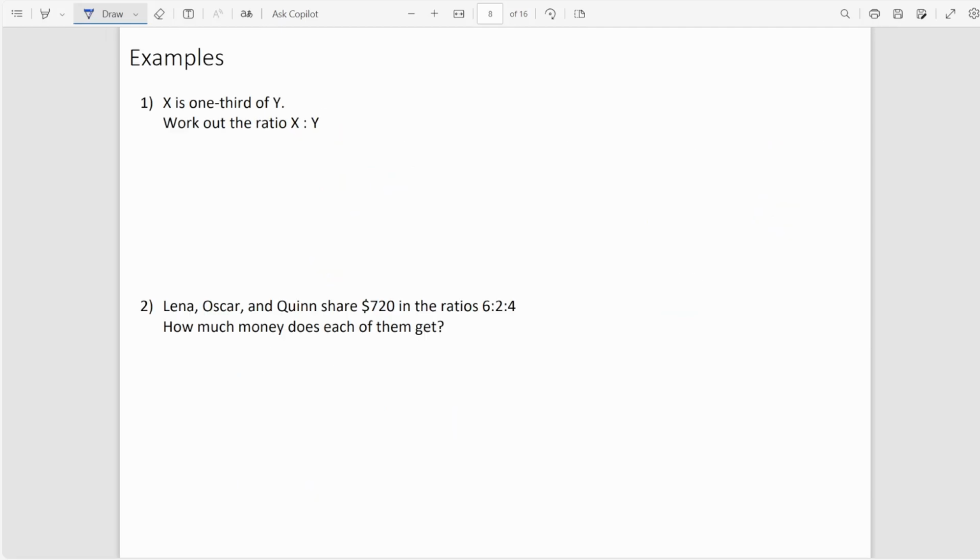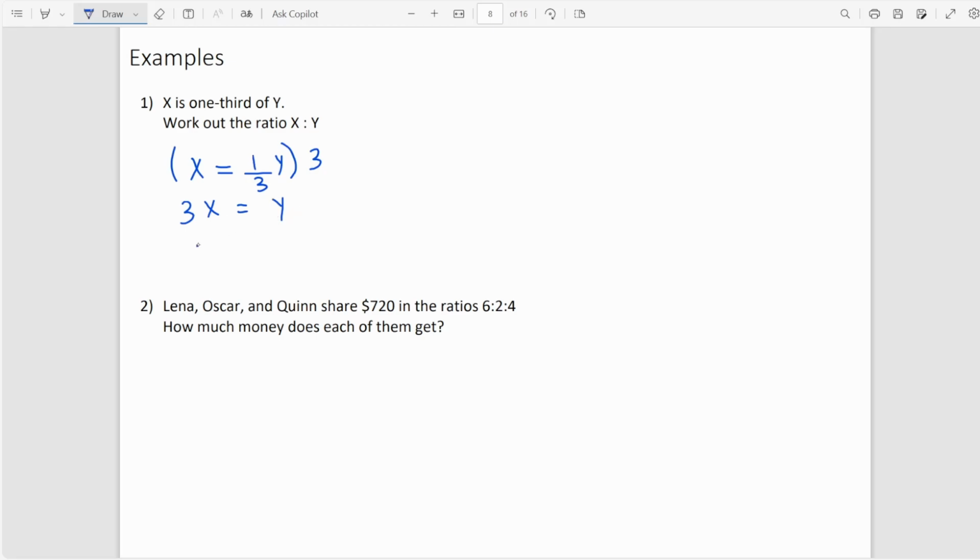Now let's take a look at some examples. So x is 1/3 of y. Work out the ratio of x to y. The easiest way to do this is to just simply write it out. So x is equal to 1/3, this is 1/3 of y. Okay. Now we multiply this by 3 to get rid of the fraction, so we get 3x is equal to y. And what this means is that every 3 x's, you have 1 y.